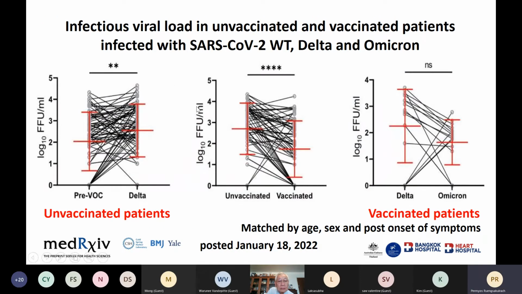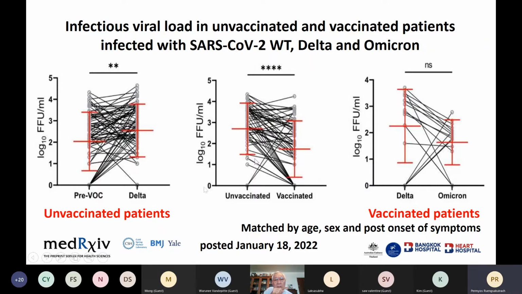And this is another paper you can see here. In the unvaccinated people, when you compare Delta and wild type, the Alpha and those original variants, the number of infectious viral loads is higher for the Delta. That means Delta is more productive than the other original variants, okay?